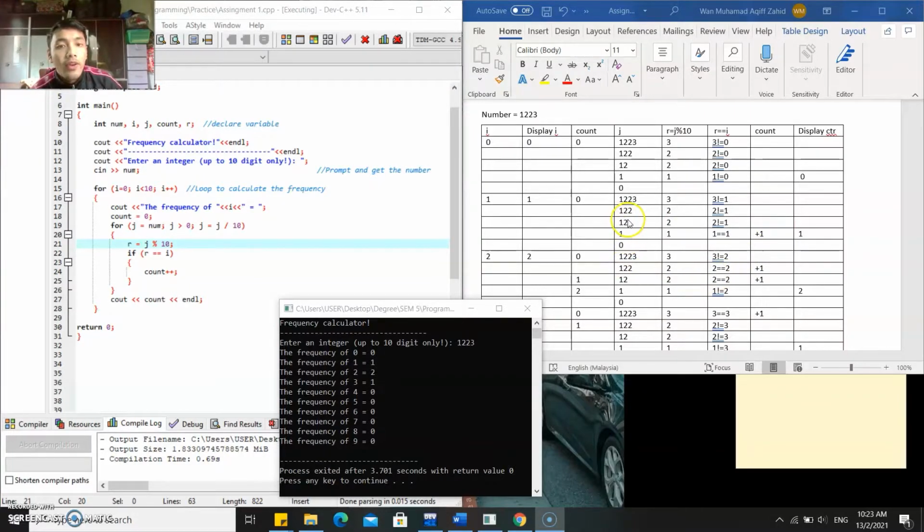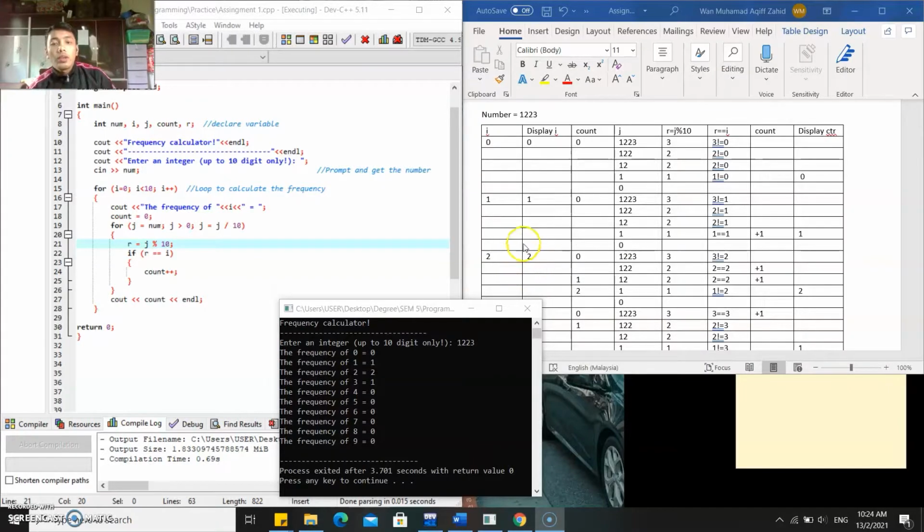And then 12 divided by 10 is equal to 1, and 1 modulus by 10 is equal to 1, and then we check r is equal to 1, where 1 is equal to 1, and count will be added. And then we display the count that we have left just now, which is 1. After that, 1 divided by 10 again, so j needs to be bigger than 0. So we move on to our next loop, which is i equal to 2.